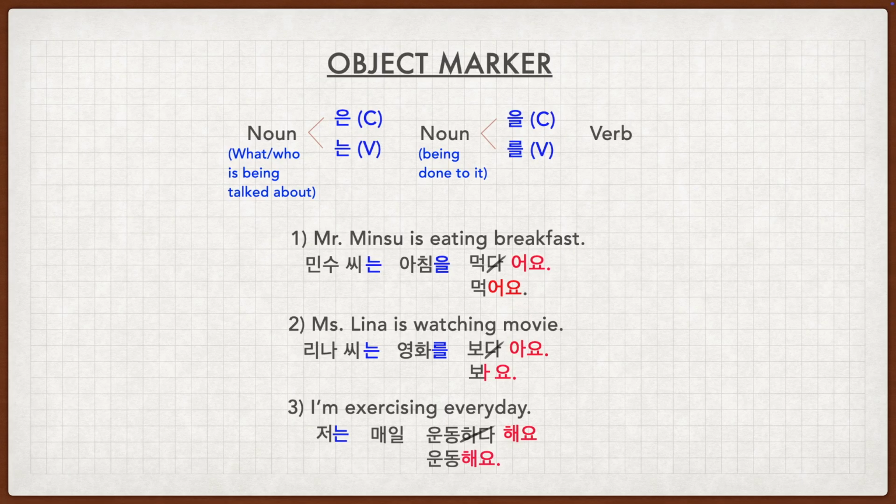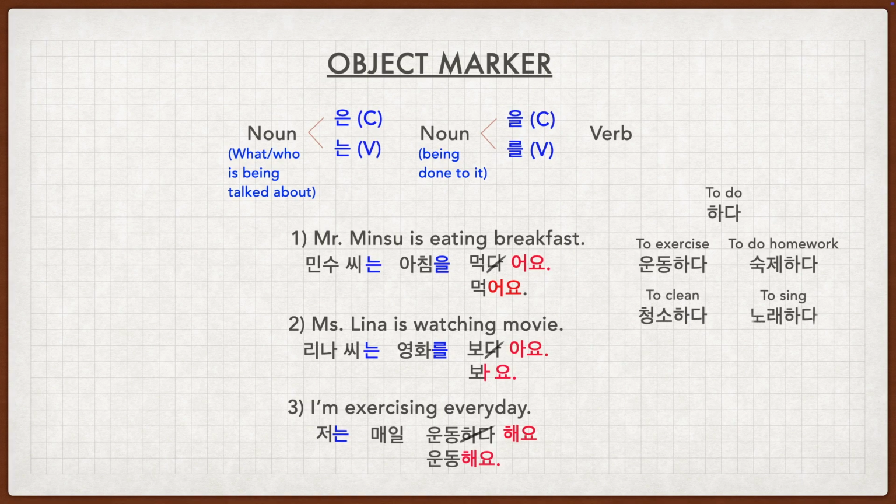And from here, 운동하다 is a combination verb. So 하다 actually means to do. So 운동하다, to do exercise. To do homework, 숙제하다. To clean, 청소하다. To sing, 노래하다. These kinds of words we can separate as a noun and a verb. So 운동 we can use as one noun and then attach 하다. So if you indicate 하다 as a verb, then we can attach the object marker after 운동. Also we can say 운동을 하다.